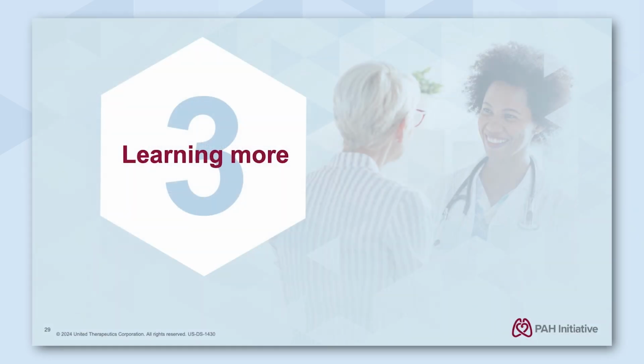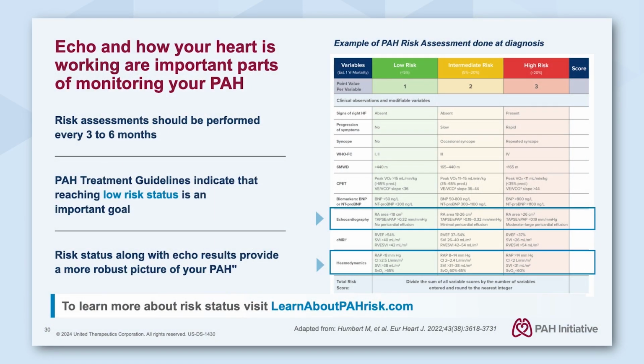Let's take a little bit of a deeper dive. In PAH, we do something called risk assessment. As you all know, PAH is a serious disease and has a fatal outcome if we don't pick it up and treat it well. So, what we mean by risk is the risk of death. Most patients are diagnosed at the intermediate or high risk status.